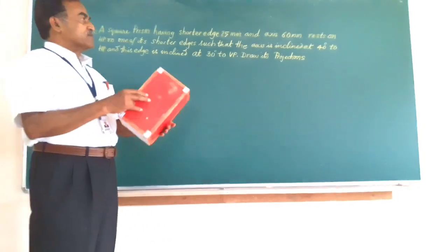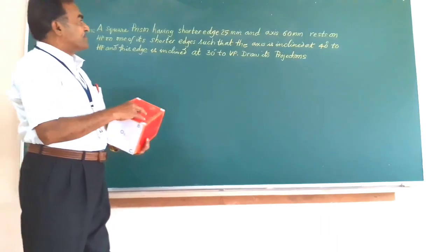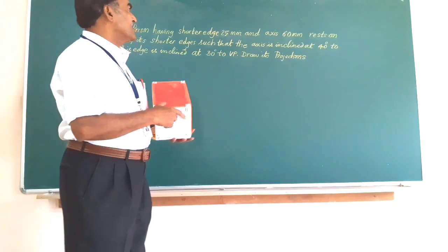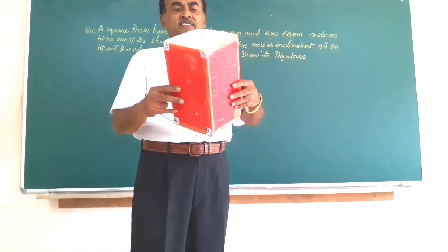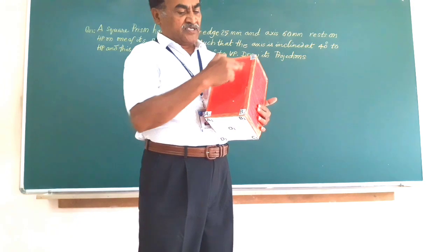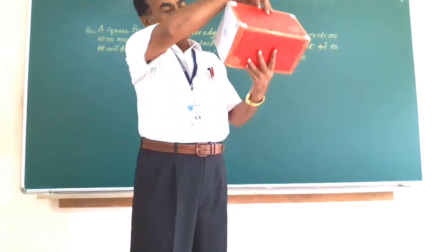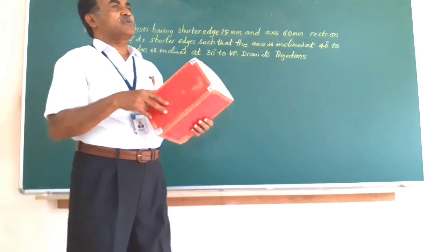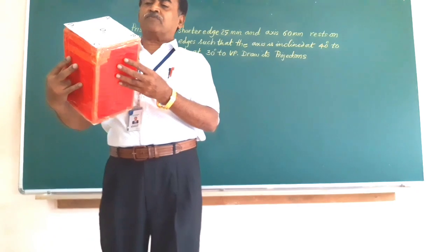So the problem for today's session is a square prism having shorter edge 25 mm, that is each of these A, B, B1, C1, etc. they each measure 25 mm. And axis 60 mm long. Axis means the height of the solid or height of these longer edges, which is measured from the center of the top face O to the bottom center O1. Rest on HP on one of its shorter edges. So it's very clear that the object has to rest on one of the shorter edges of the bottom face.